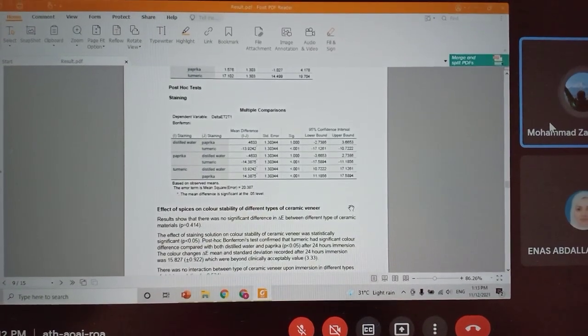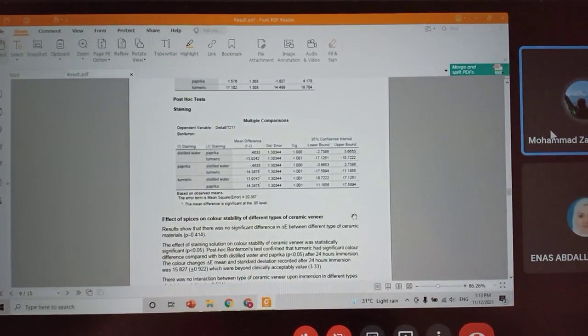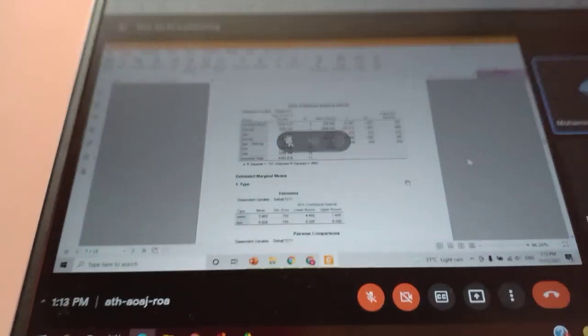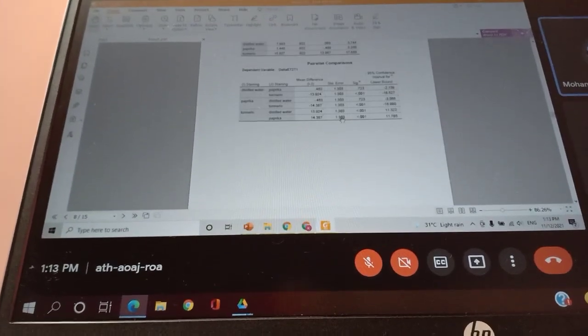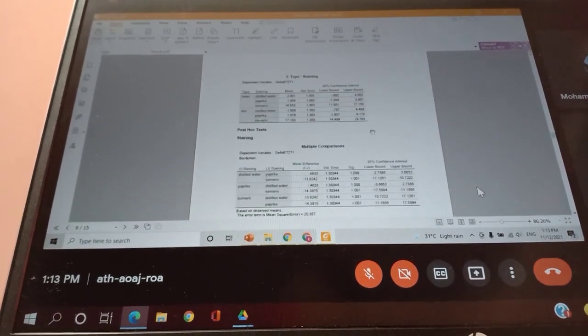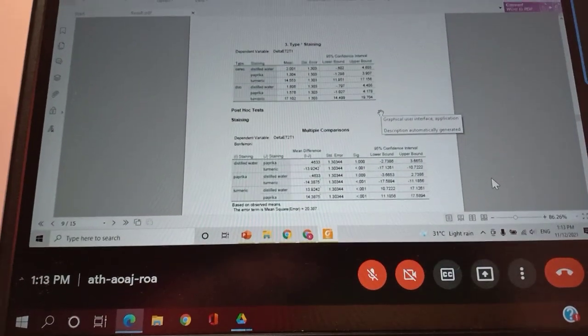I'm a bit perplexed. Can you go back to the interaction table? The interaction between the two. This one? Yeah, types versus staining.